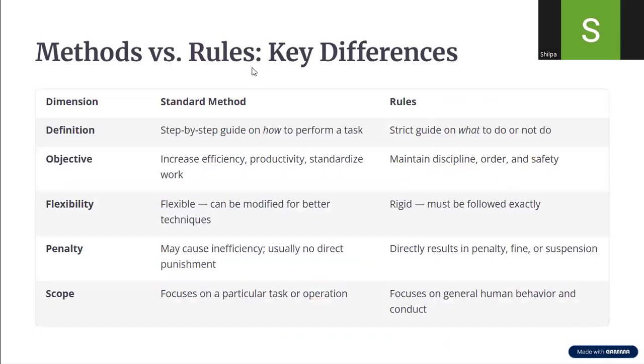Let us have a quick comparison between standard methods and rules. Here comes the first point, the definition. A standard method is a step-by-step guide on how to perform a given task. कोई भी काम को कैसे हमें पूरा करना है, उसके लिए जो steps होगा, that will be called a standard method. What are rules? Rules are a strict guide on what to do or what not to do.